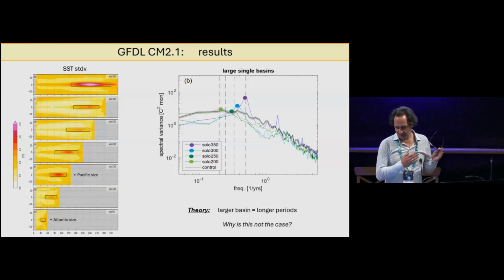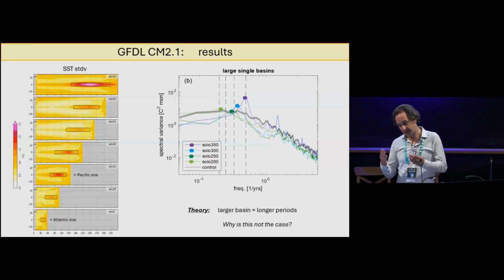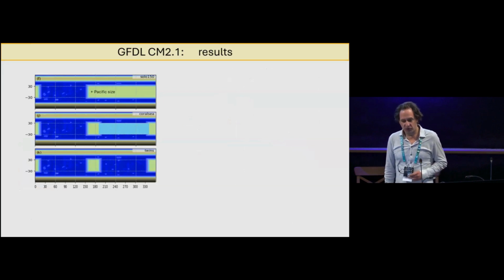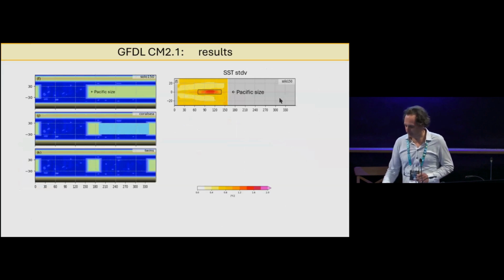Again, I cannot tell you why this is happening, although I can speculate, but you can talk to me later, and then I can tell you what I think about why this is happening. Okay, the more interesting result is if you have more than one basin. So I showed you the one which has just the Pacific and the rest is land, and you can see there's an ENSO mode of variability.